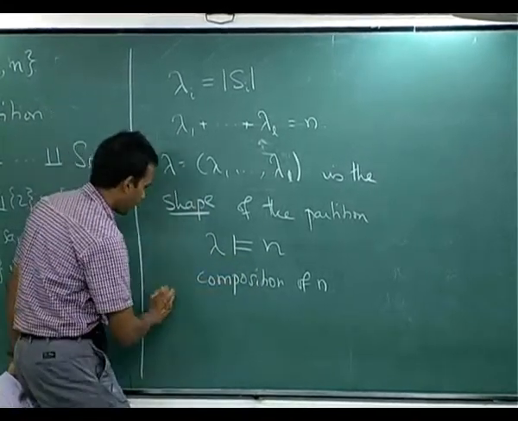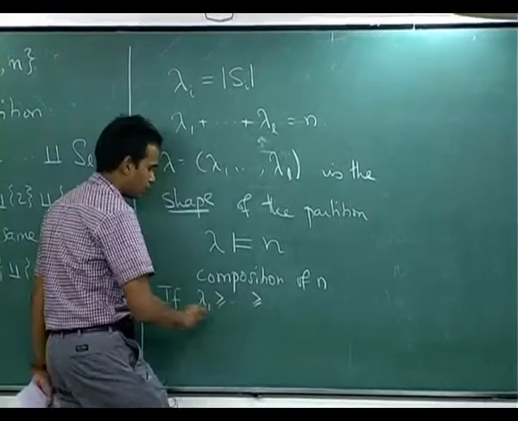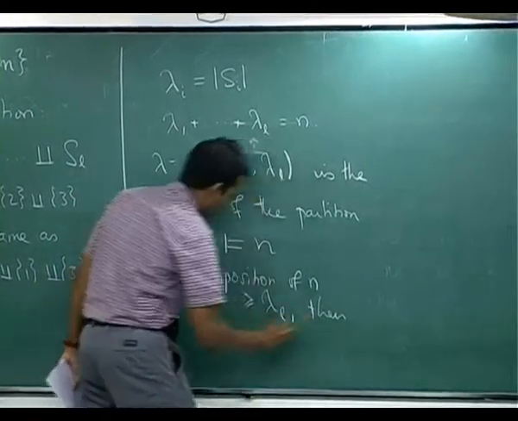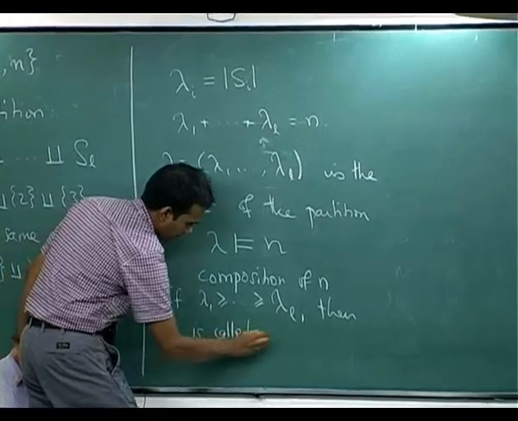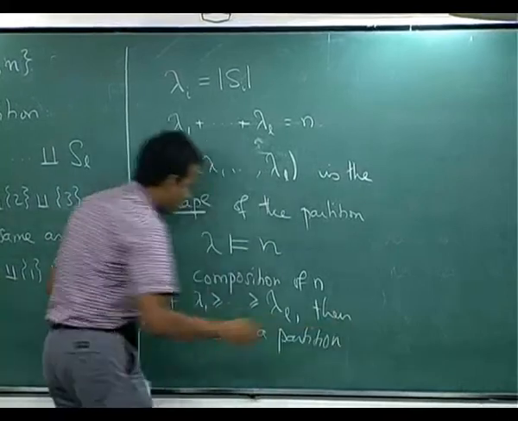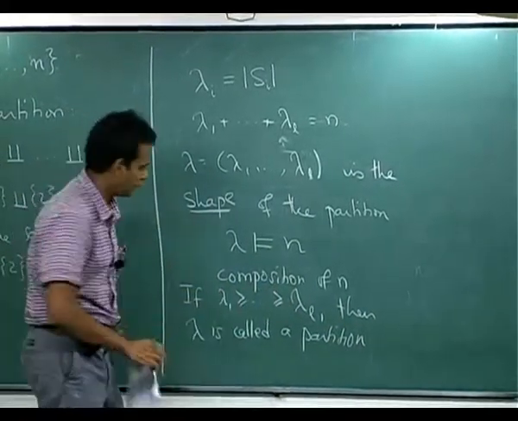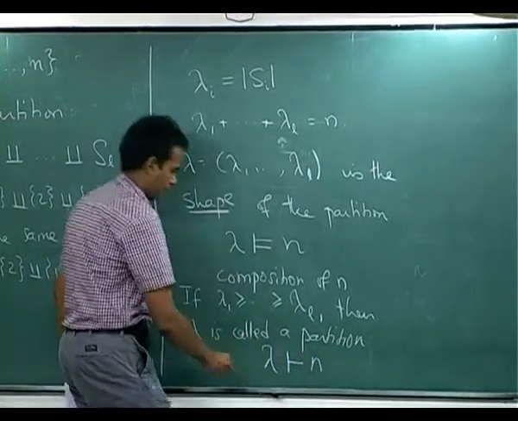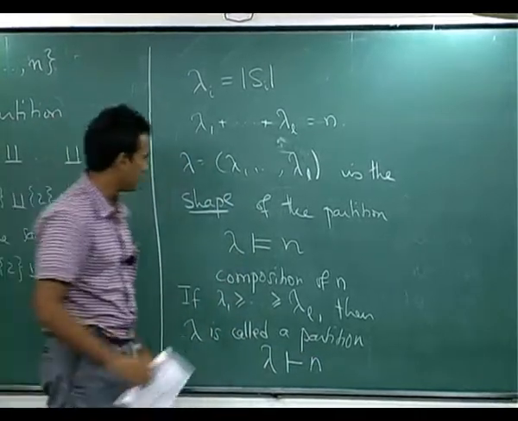But if lambda 1 is greater than or equal to lambda 2 and so on, which is greater than or equal to lambda L, then lambda is called a partition. You could equally well take the increasing order instead of the decreasing order, and the notation there is this. So these are two combinatorial notions that you should keep in mind.